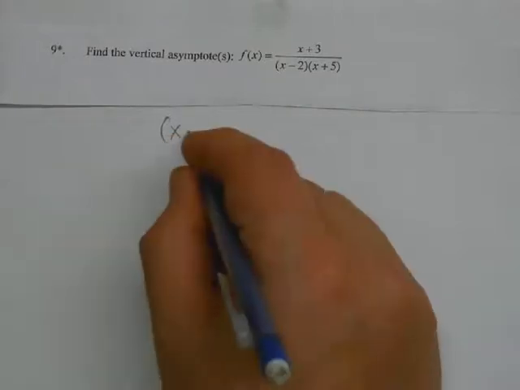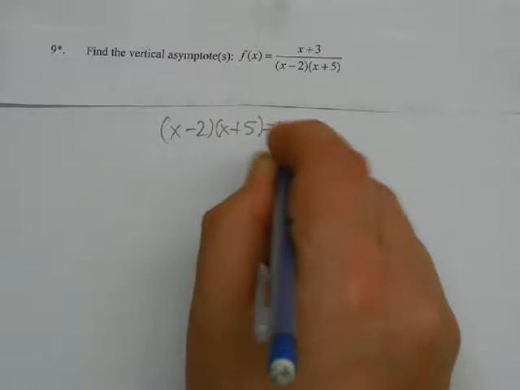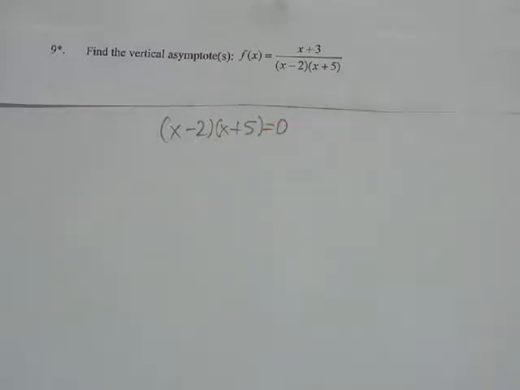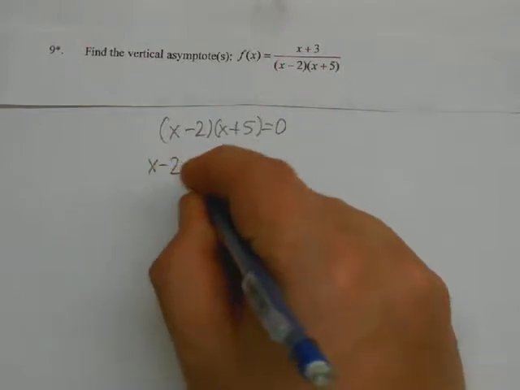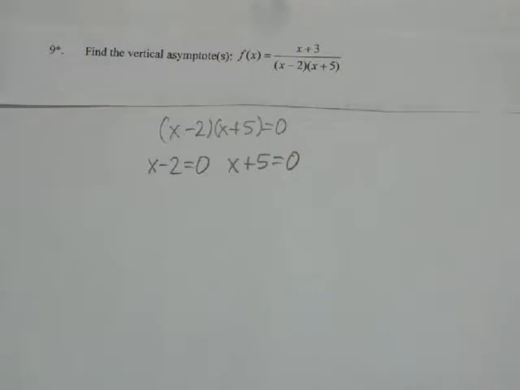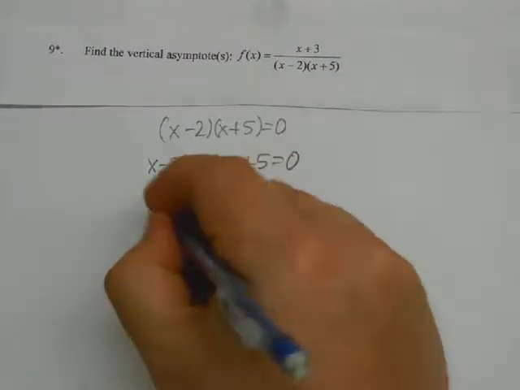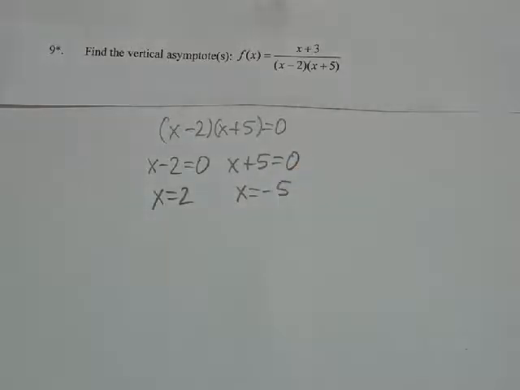So if I wanted to solve this, I wouldn't want to FOIL it out because we want it in factored form. So we set each factor equal to 0. So the vertical asymptotes occur at x equals 2 and x equals negative 5.